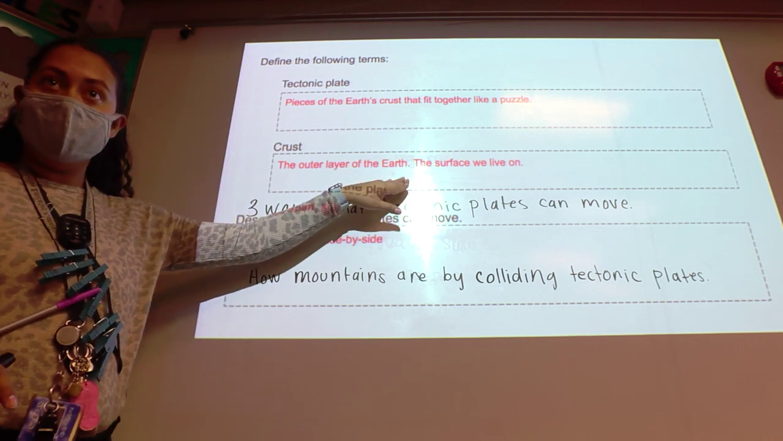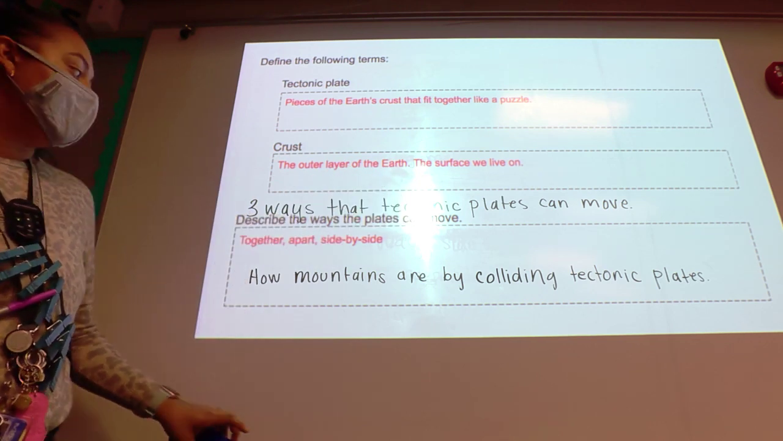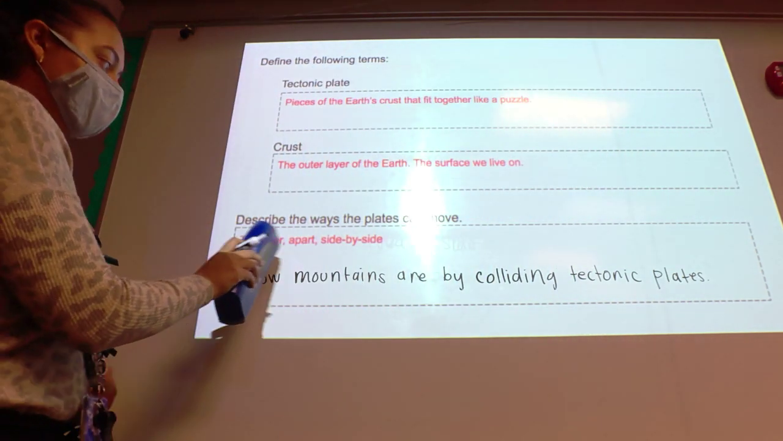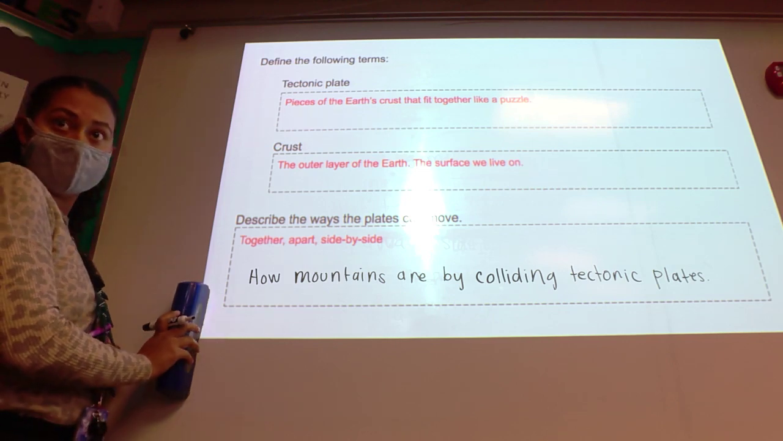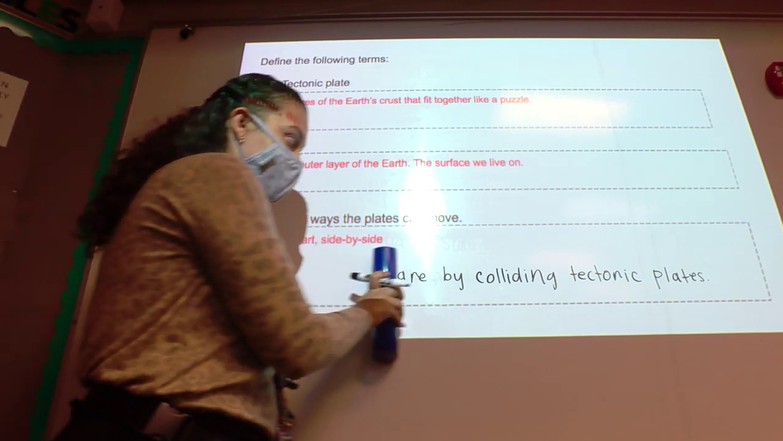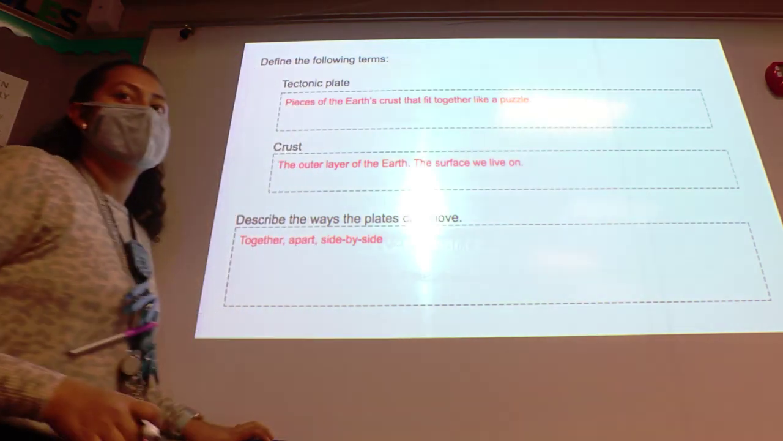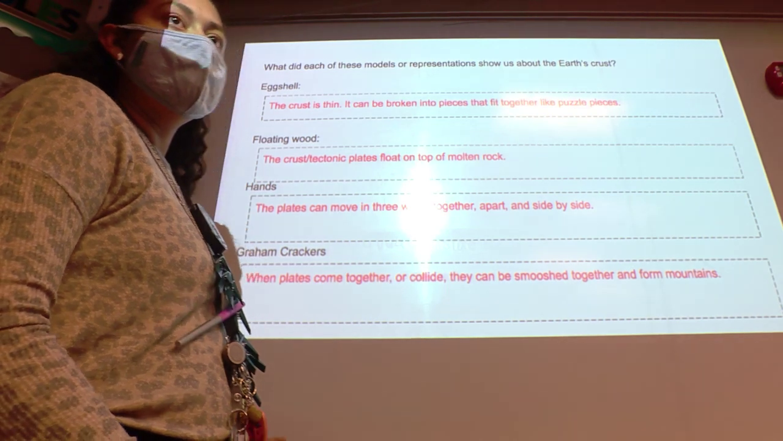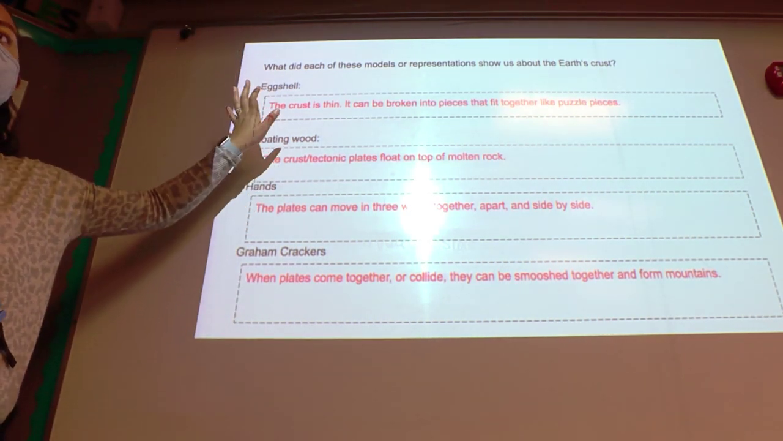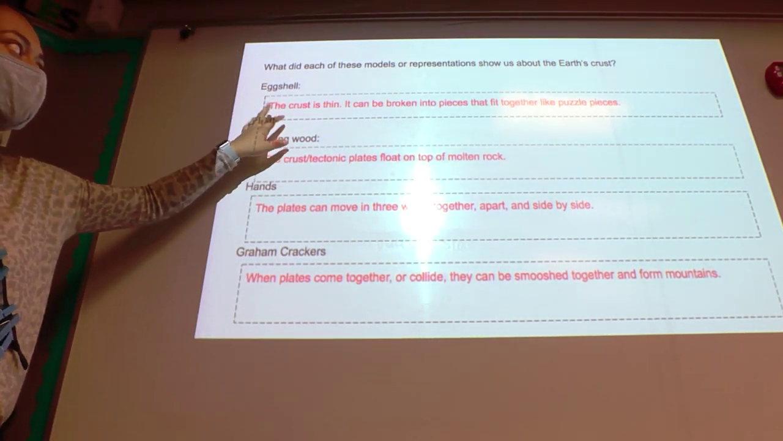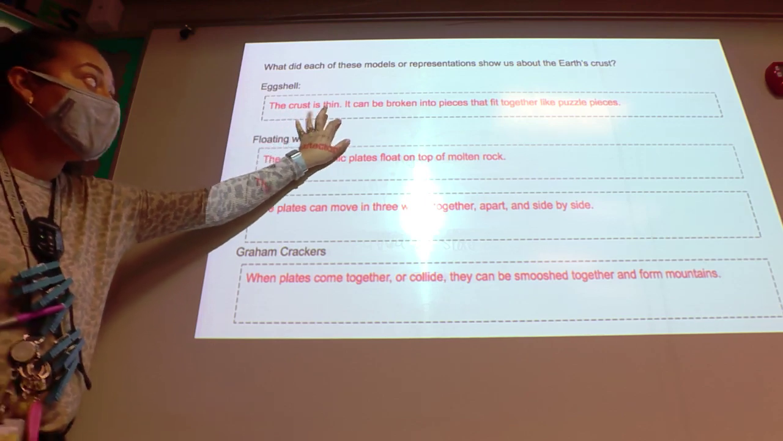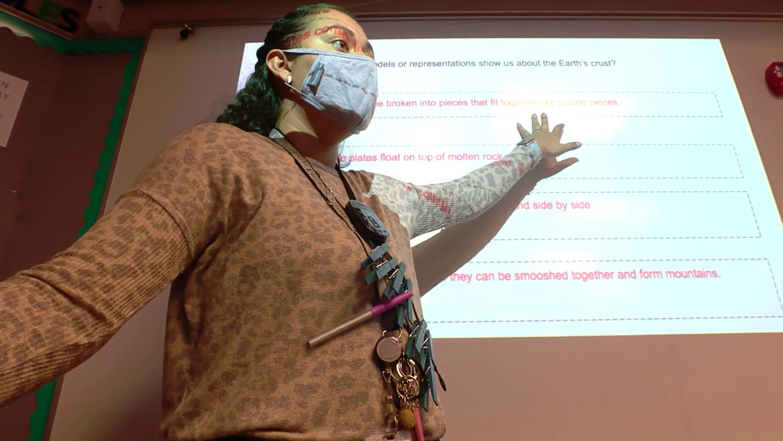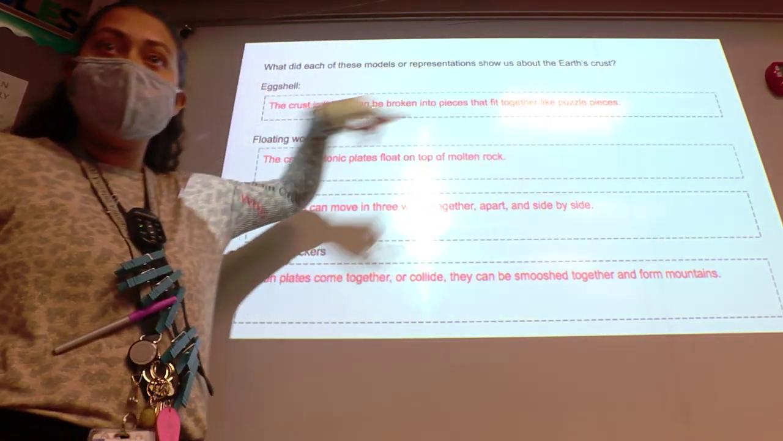Okay, if you want to add any one of these, you can. Okay, describe 3 ways the plates can move. Together, apart, side by side. Is that what we said? Good. We said it in better words because we're cooler like that. Okay. So eggshell. The crust is thin and it can be broken into pieces that fit together like puzzle pieces. We said that second part, right?